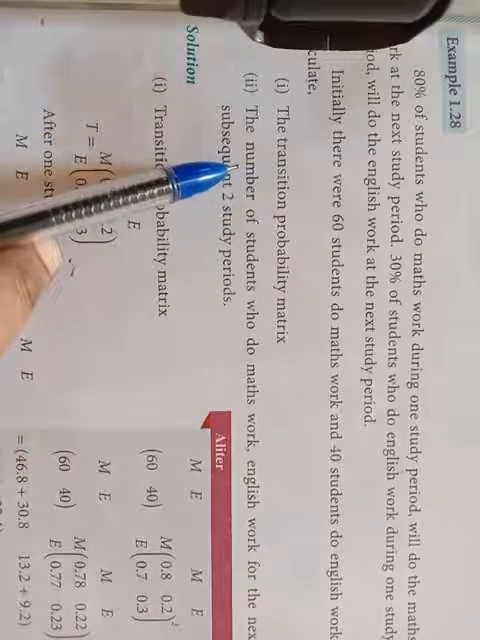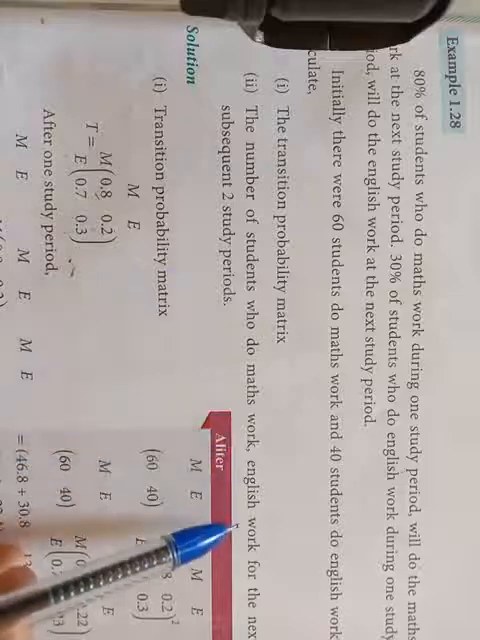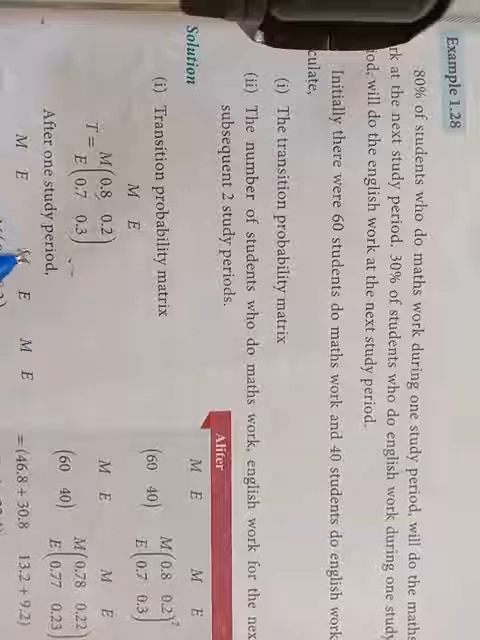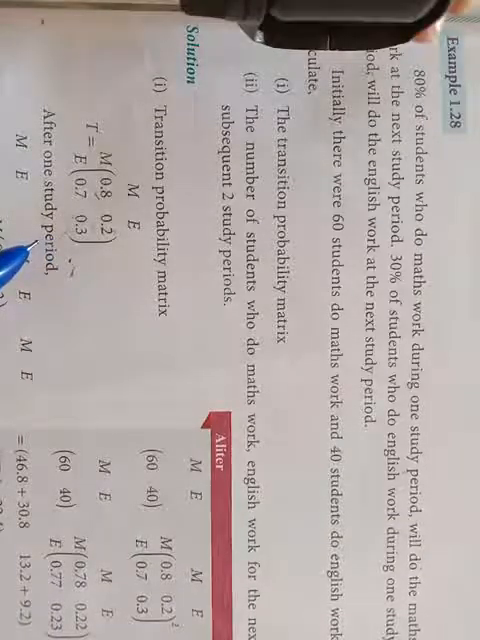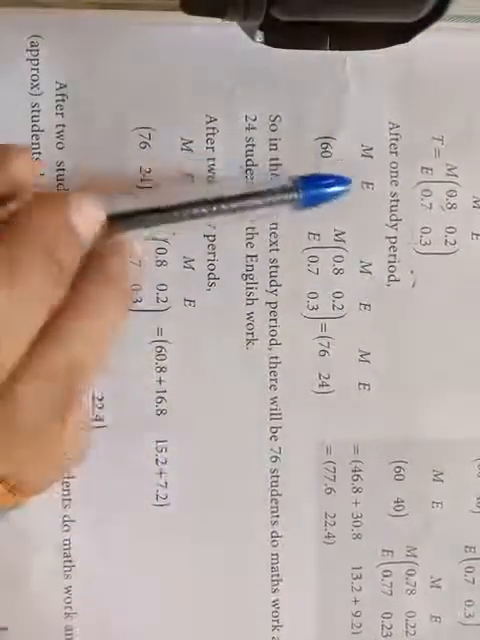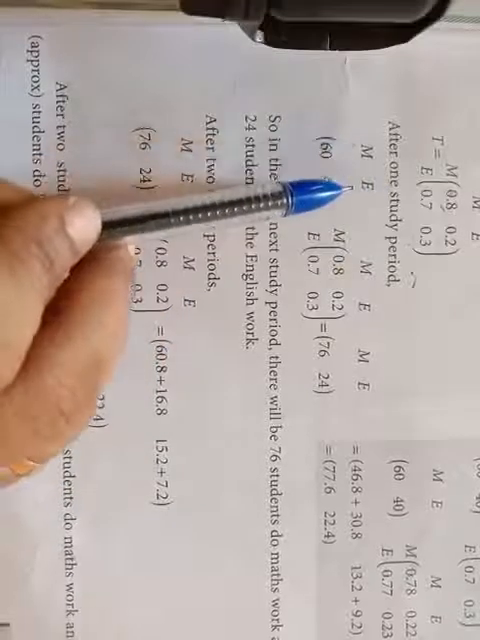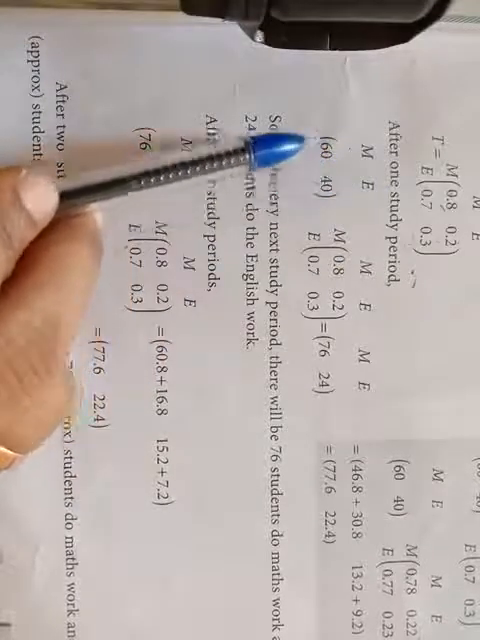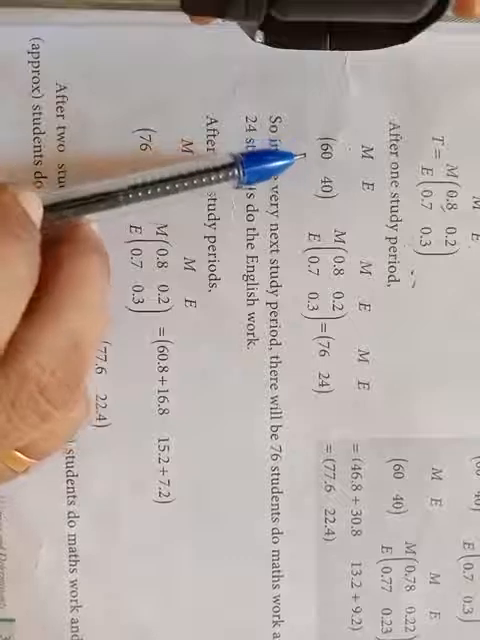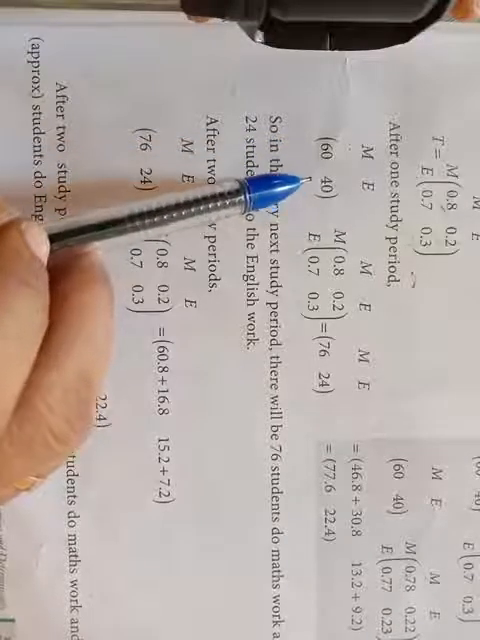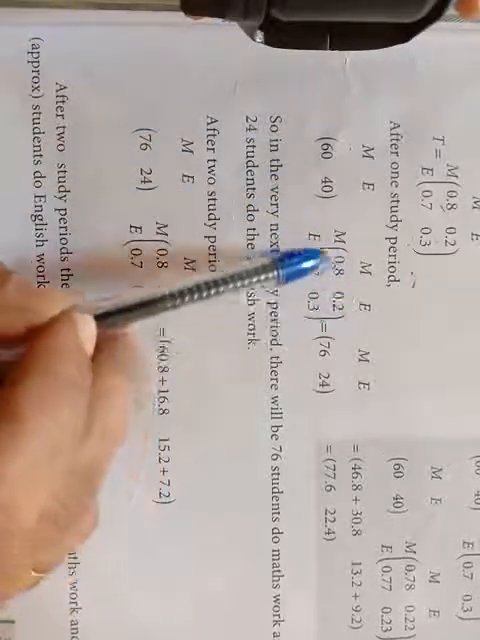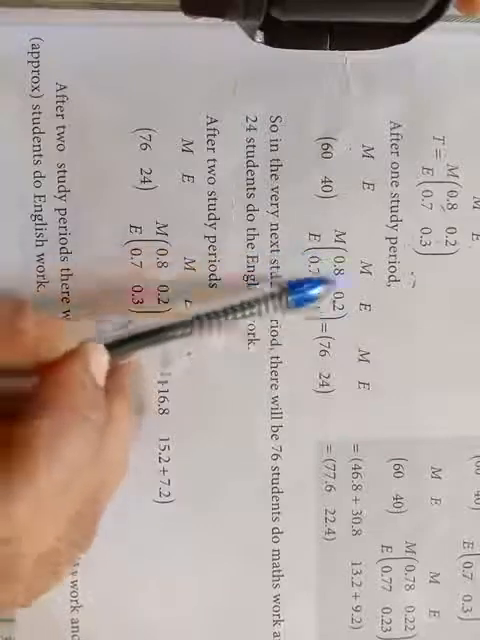First question over. For the second question, they are asking the number of students who do the maths work and English work for the next two study periods. First one study period, and then two study periods. After one study period, that means one stage transition, M and then E. To get this, take the total number of students: 60 students do the maths work and 40 students do the English work. So 60 and 40 you write here, and the transition matrix as it is.